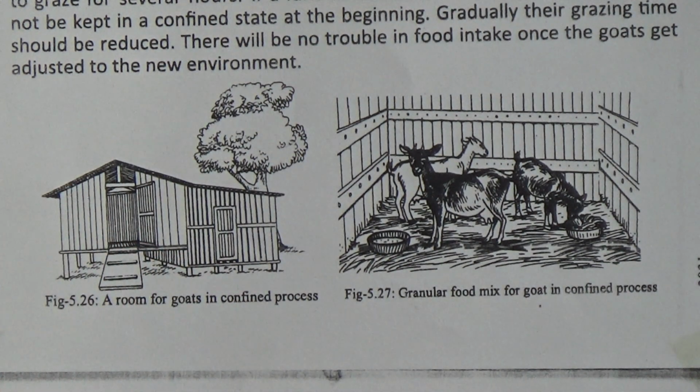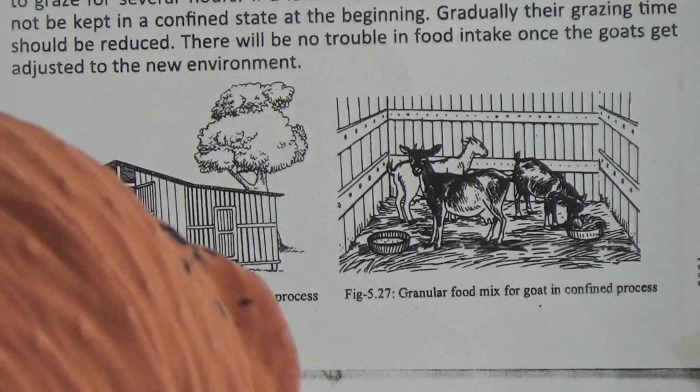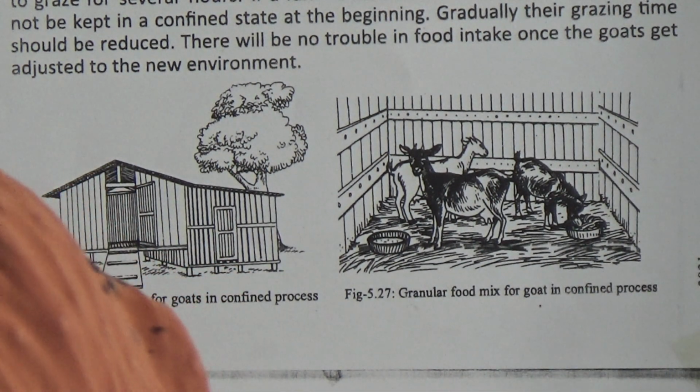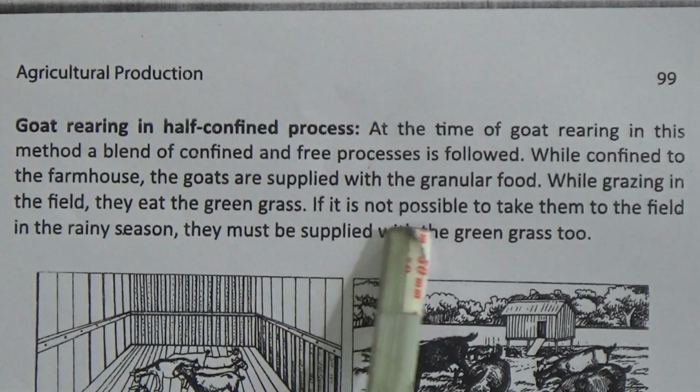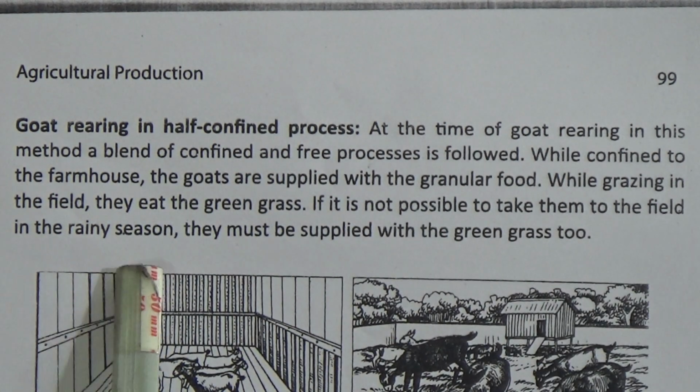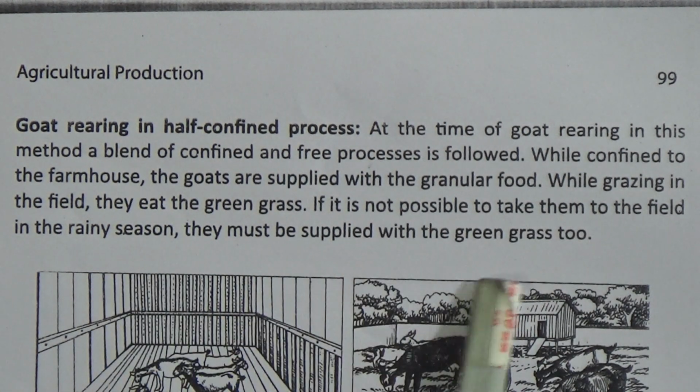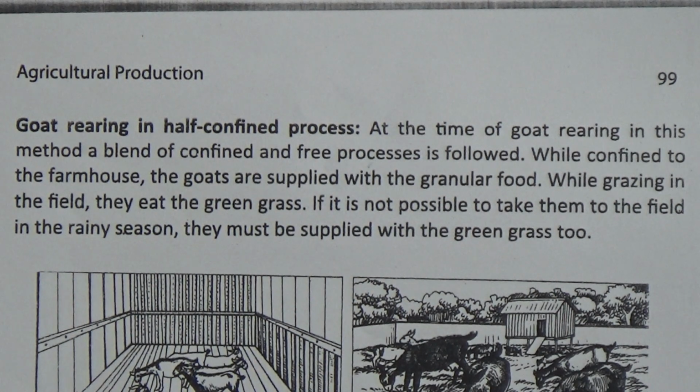Now see goat rearing in half-confined process. At the time of goat rearing in this method, a blend of confined and free processes is followed. While confined to the farmhouse, the goats are supplied with the granular food. While grazing in the field, they eat the green grass. If it is not possible to take them to the field in the rainy season, they must be supplied with the green grass too.